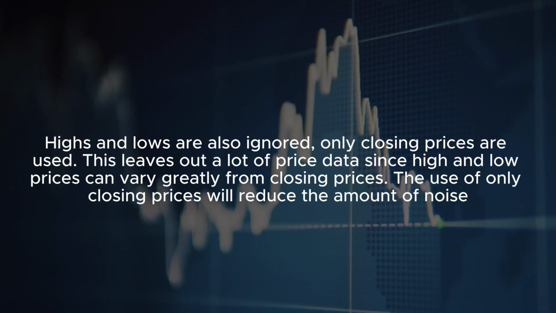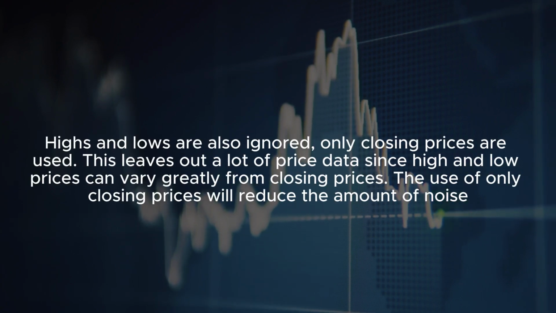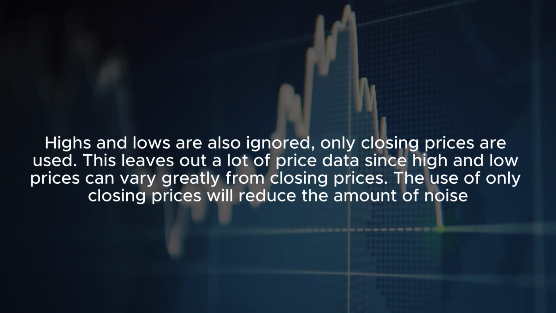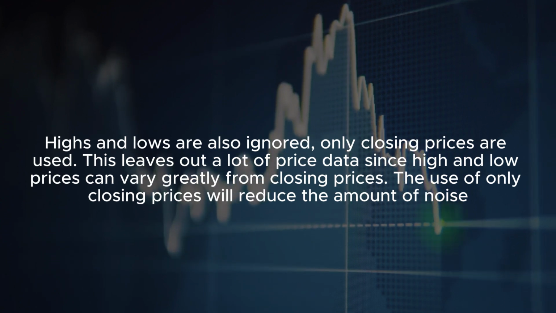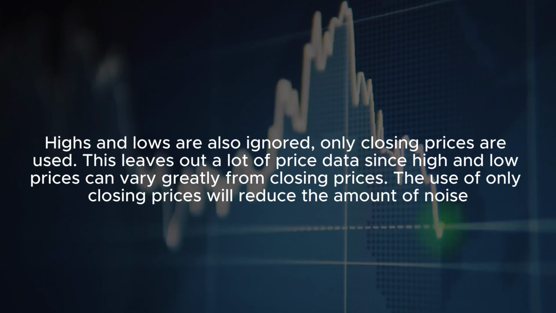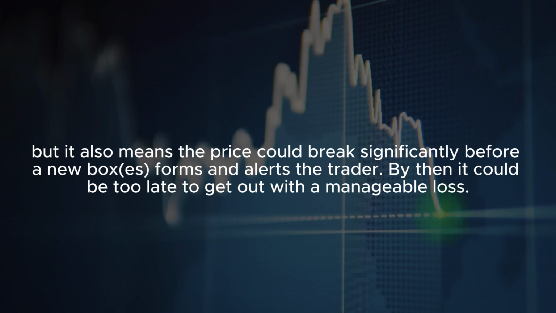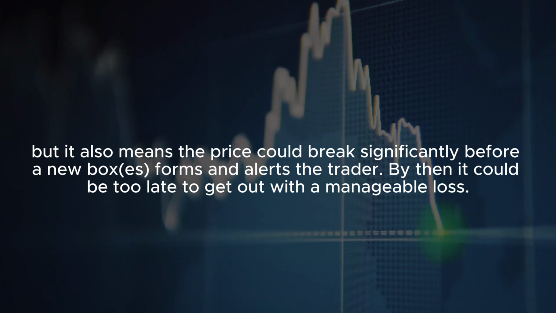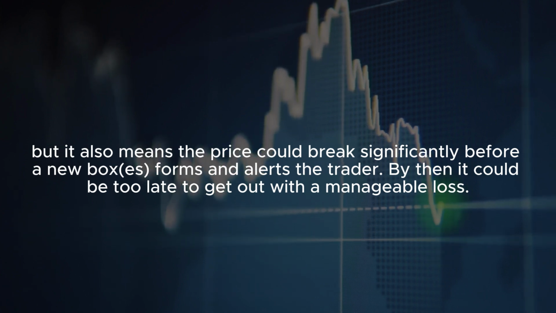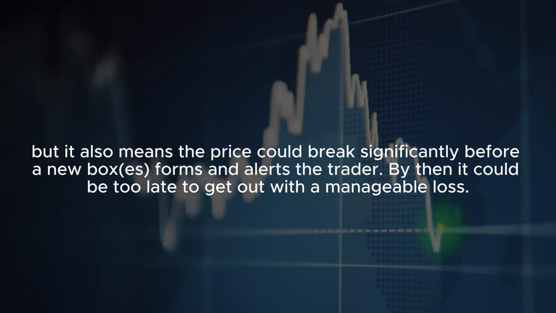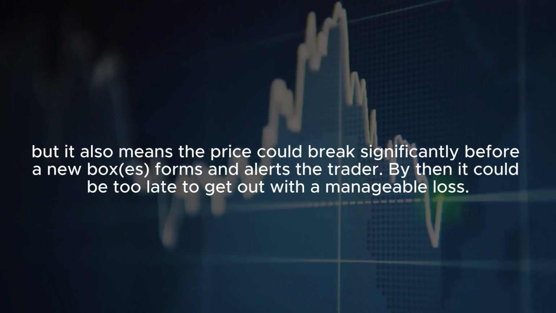Highs and lows are also ignored; only closing prices are used. This leaves out a lot of price data since high and low prices can vary greatly from closing prices. The use of only closing prices will reduce the amount of noise, but it also means the price could break significantly before a new box forms and alerts the trader. By then it could be too late to get out with a manageable loss.